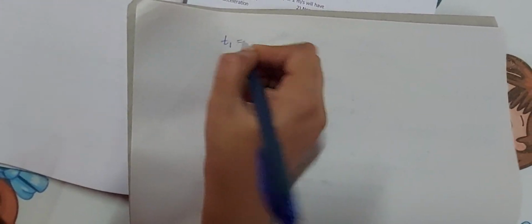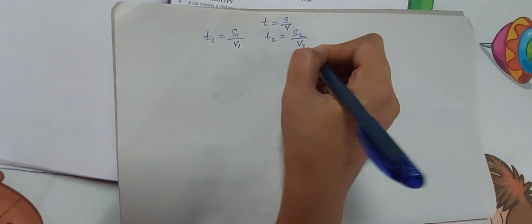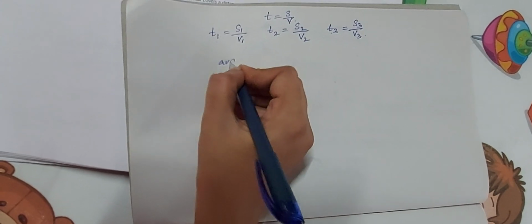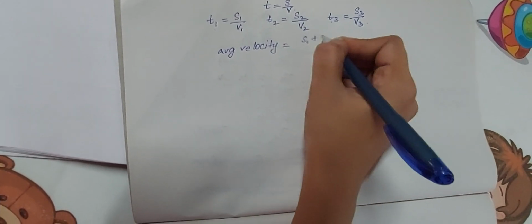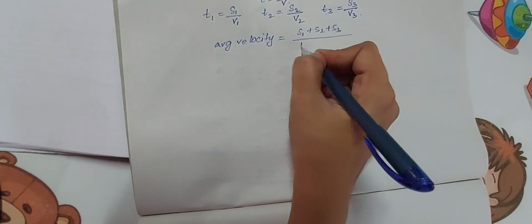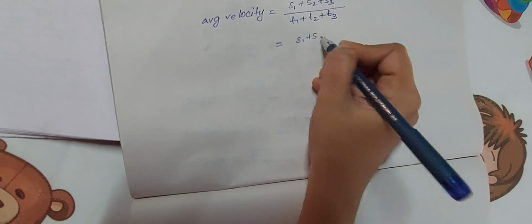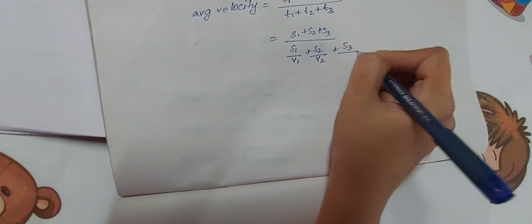Now let me find T1, T2, T3. Generally we found T is equal to displacement by velocity. So T1 is S1 by V1, T2 is S2 by V2, and T3 is S3 by V3. Going to the previous formula, average velocity is equal to total displacement, S1 plus S2 plus S3, by T1 plus T2 plus T3. In the place of T1, T2, T3, we substitute S1 by V1 plus S2 by V2 plus S3 by V3.